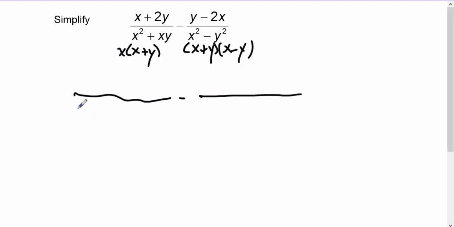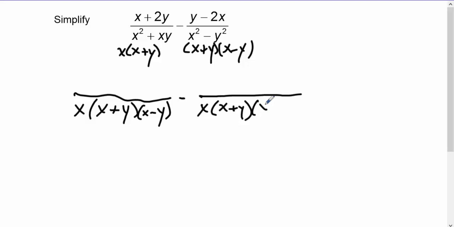So I need that x, as we stated. I need an x plus y, and notice I have one here as well, but I still need it to be represented because it has to go into the LCD. And then I need this x minus y. Now I multiply by my form of 1. So I go from x and x plus y to x plus y, x minus y. I need an x minus y as my form of 1.